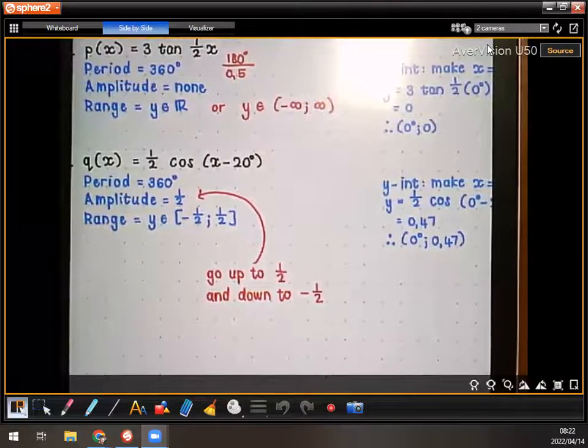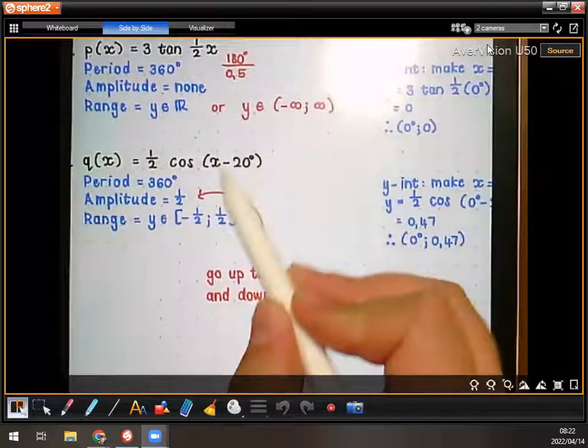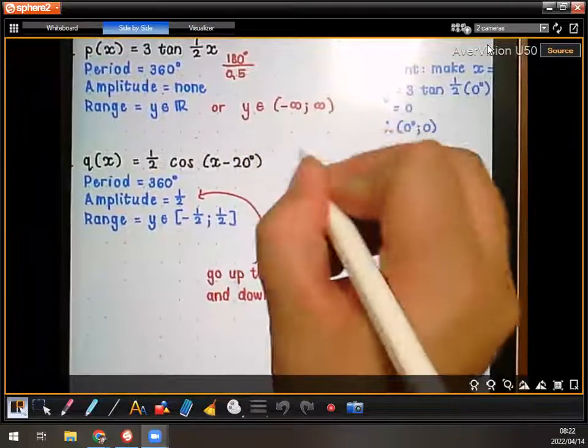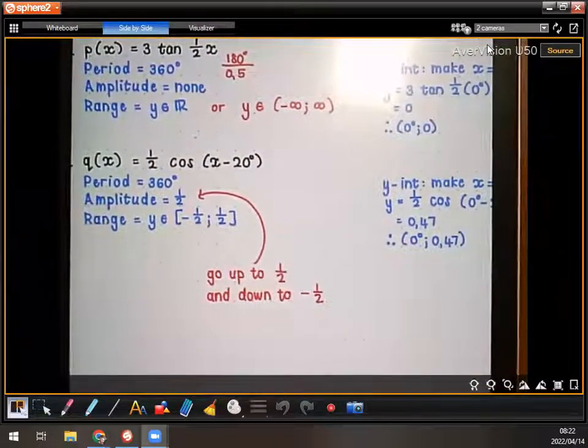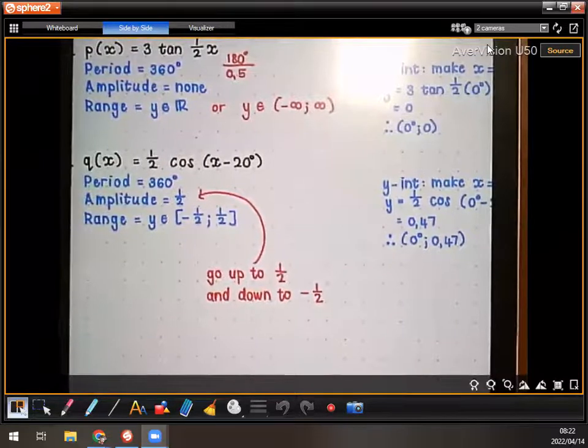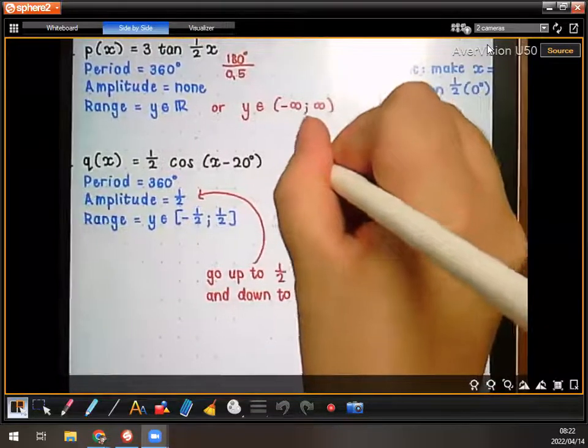Or you can type it into the calculator. If you do that though, what is happening here? What shift is happening? It's minus 20. Where does the cosine graph normally start? What is the y-intercept normally of the cosine graph? What's the starting point normally? At 0, right? Okay, so it normally starts at 0.